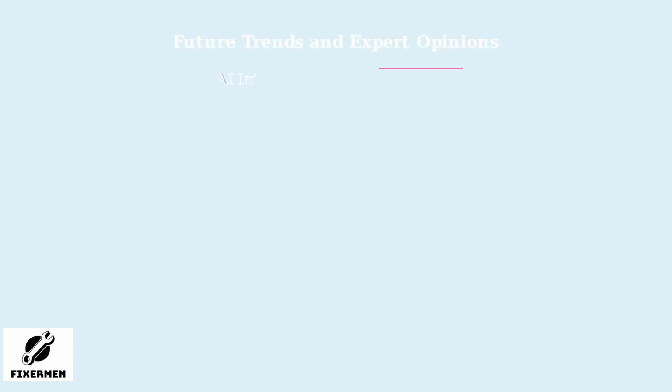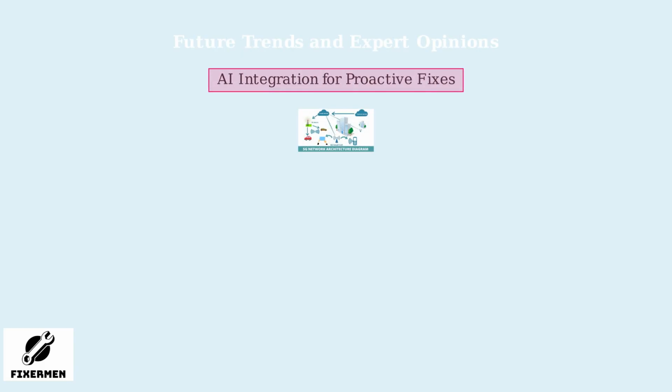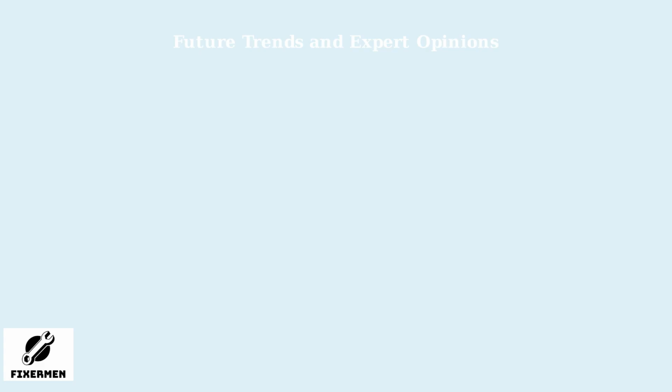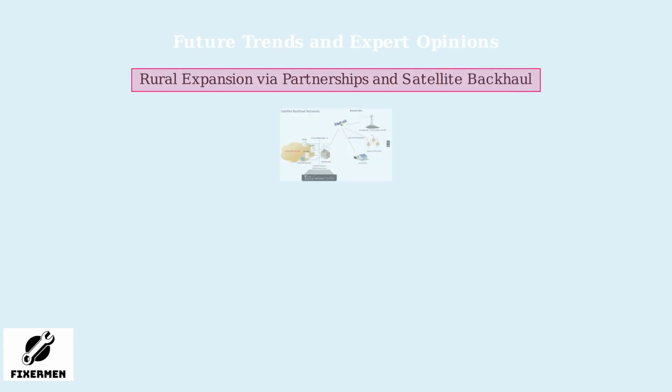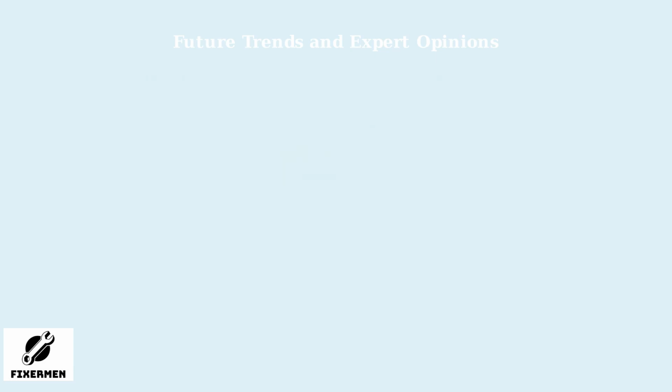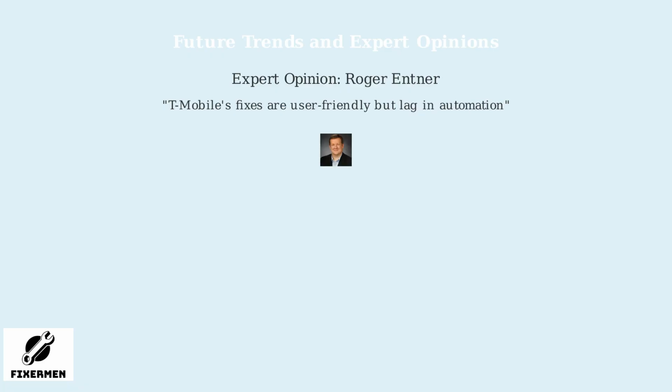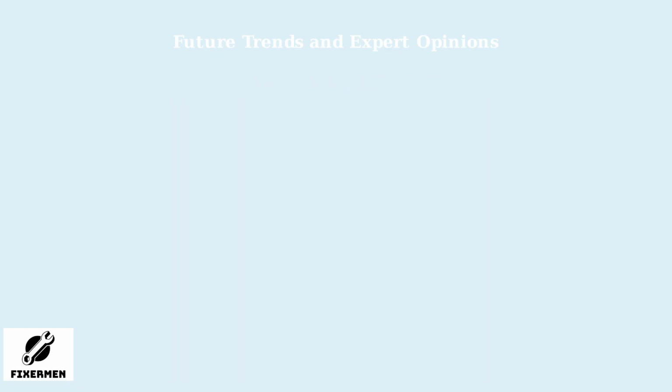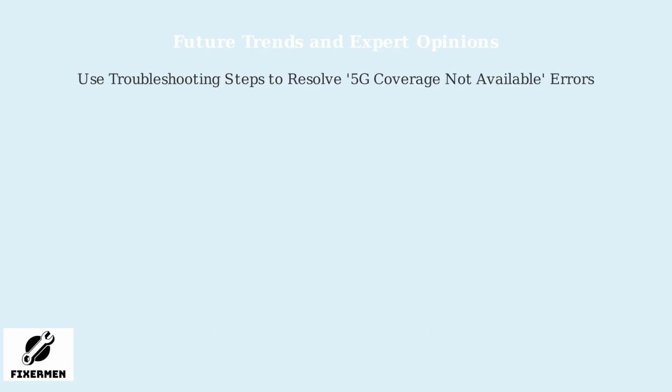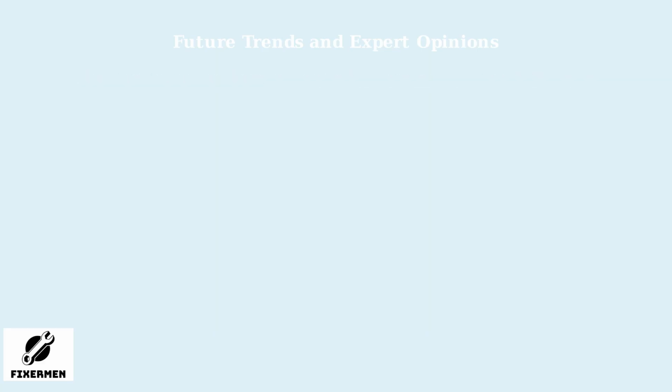Looking ahead, T-Mobile is integrating AI to predict and resolve coverage issues proactively. They're also expanding rural coverage through partnerships and satellite backhaul. Telecom analyst Roger Entner notes T-Mobile's fixes are user-friendly but need more automation. As 5G matures and 6G emerges, coverage should become more ubiquitous. For now, use these troubleshooting steps to resolve 5G coverage not available errors.